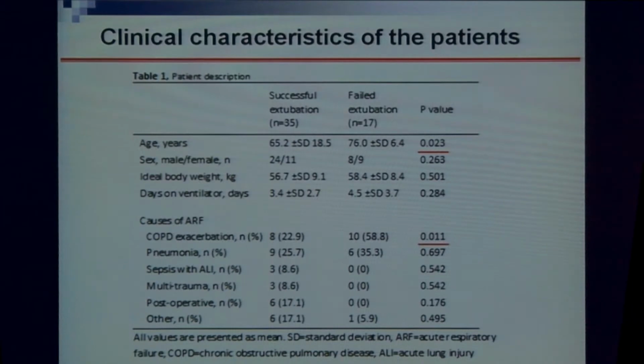So here are the patients' characteristics. As we see here, patients in the failure group were much older than the patients in the successful group. The mean age was 76 versus 65. Also, if we look at the cause of the respiratory failure, there is a pretty high percentage of AE COPD patients in our failure group, about 59%.